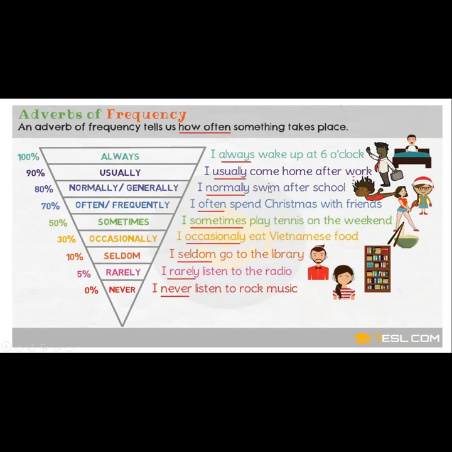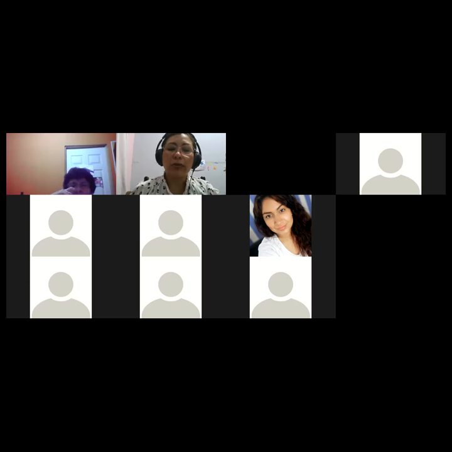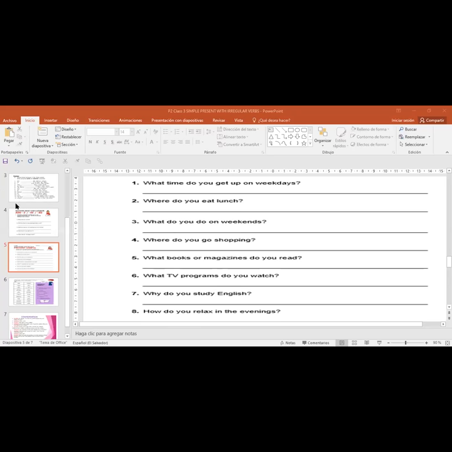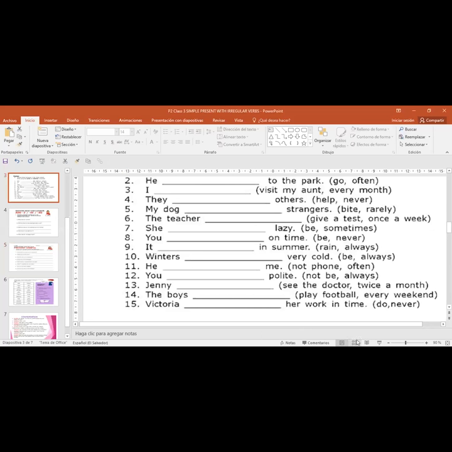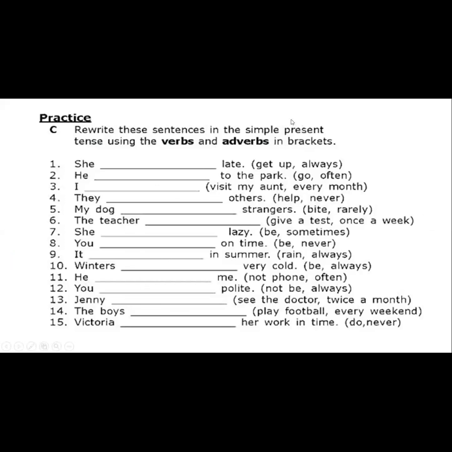Okay? So those are the frequency adverbs. So what do we need to understand which is a frequency adverb? ¿Por qué lo llevé a los frequency adverbs? Porque tenemos un ejercicio acá que utiliza frequency adverbs, ¿verdad? In this exercise, lo que es básico hacer y lo que realmente vamos a ejercitar en esta práctica es rewrite the sentences in the simple present tense using the verbs and adverbs in brackets. Vamos a reescribir las oraciones, o vamos a llenar los espacios en blanco con la forma correcta del verbo que está en paréntesis y el adverbio de frecuencia, ¿verdad? Que ya vimos cuáles son.